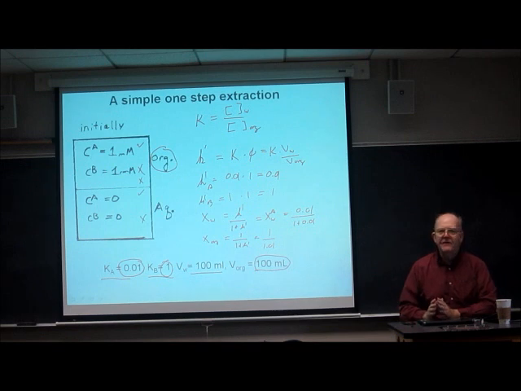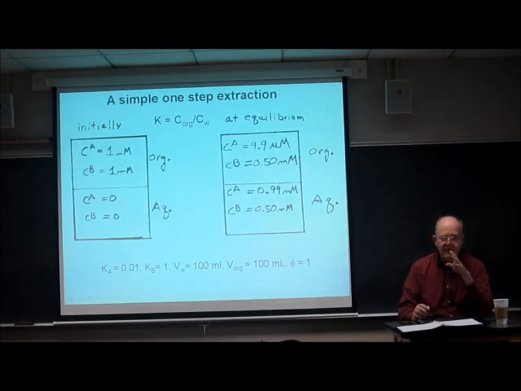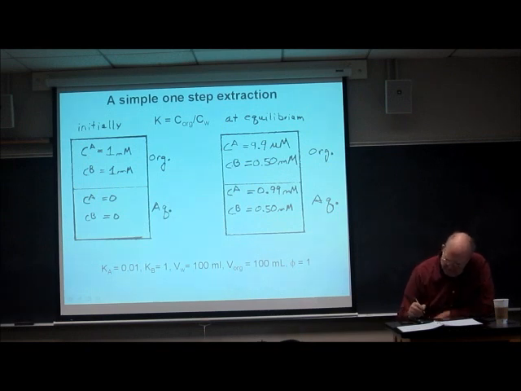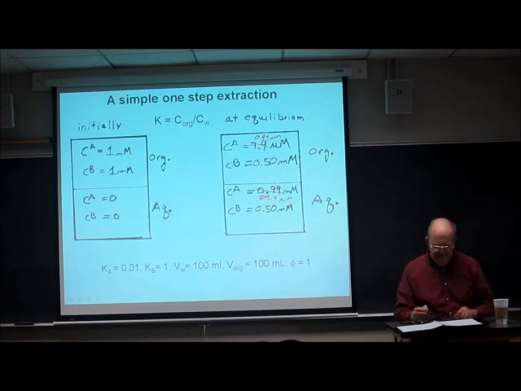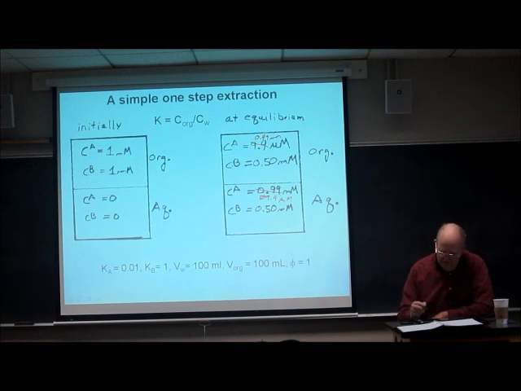Does the phase ratio influence that conclusion? No. It doesn't matter what the phase ratio is. It's the difference in the K factor, the big K factors, that matters. The equilibrium concentration of B in the organic phase is going to be 0.5 millimolar. The equilibrium concentration of A, I screwed this up. This is 0.99 millimolar. And this is 9.9 micromolar because it doesn't like the A. And we have 0.5 millimolar B in both phases. So we've done pretty good here.